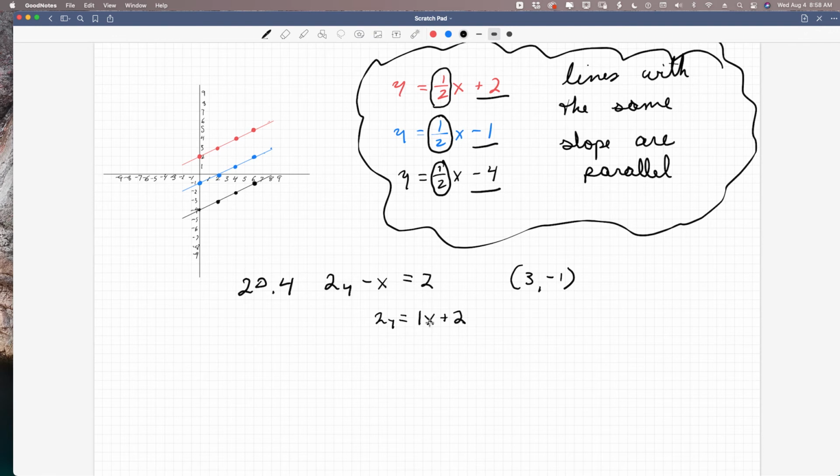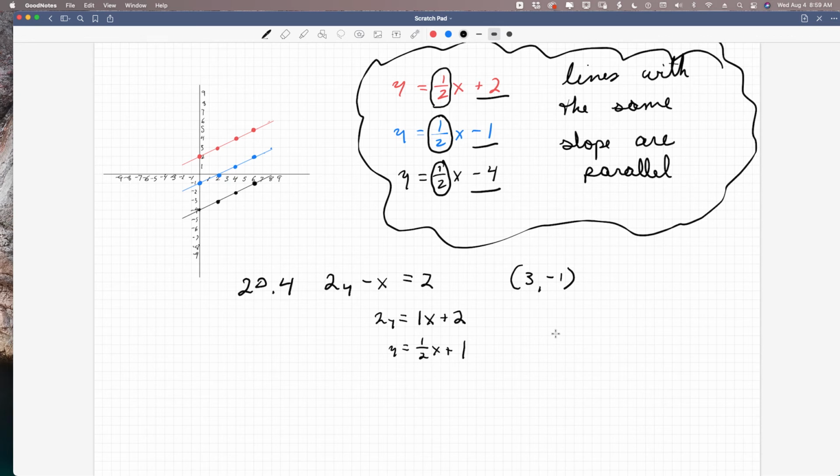We know this is a 1 right here because every variable has the invisible 1 if there's no constant there. So when we divide everything by 2, we end up with y equals 1/2x plus, and 2 over 2 is just 1. So this is our equation of the line, our linear equation. And now all we have to do in order to create a line that is parallel to this is to take this point and substitute it in for the x and the y values.